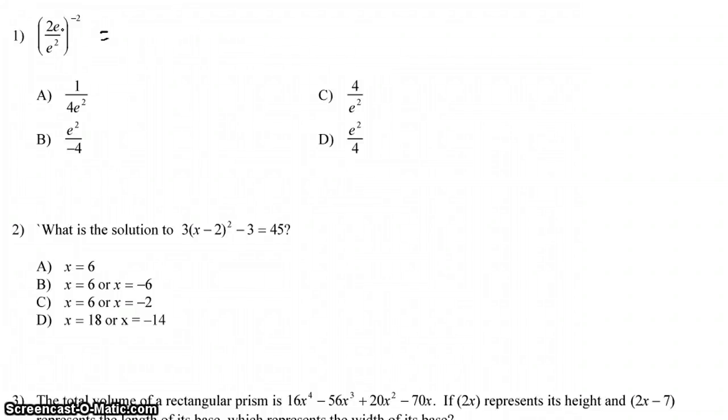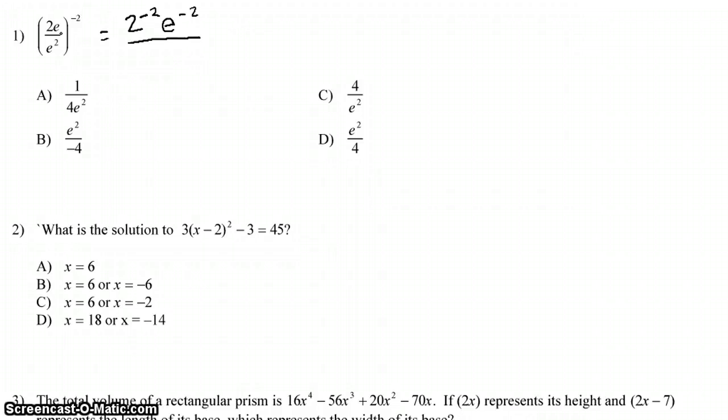So here we have 2e over e squared all raised to the negative 2 power. Since this exponent is on the entire parentheses, we could apply it to everything inside. So we'll apply it to all the bases. Here I have 2 raised to the negative 2 power. Then I also have e on top raised to the negative 2 power. And then on the bottom, I also have e squared to the negative 2 power.